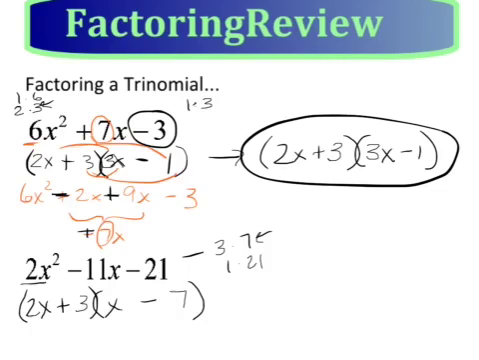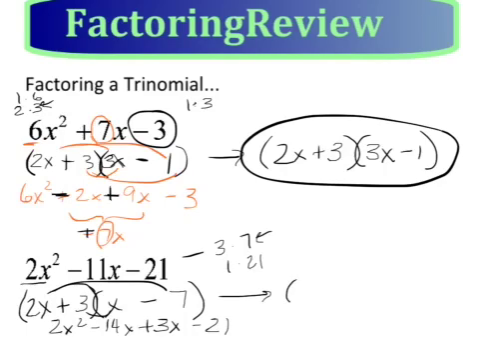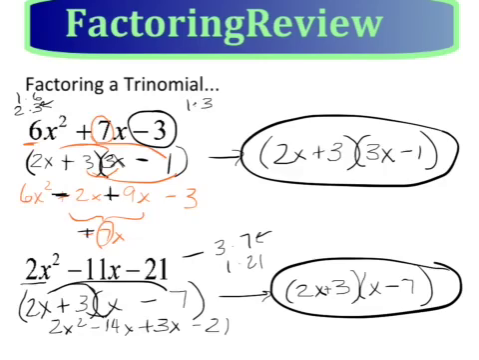2x times x is 2x squared, minus 14x, plus 3x, I'm foiling to check, minus 21. They add up to negative 11 in the middle. I like it. I got lucky right off the bat. So this is my factored answer.